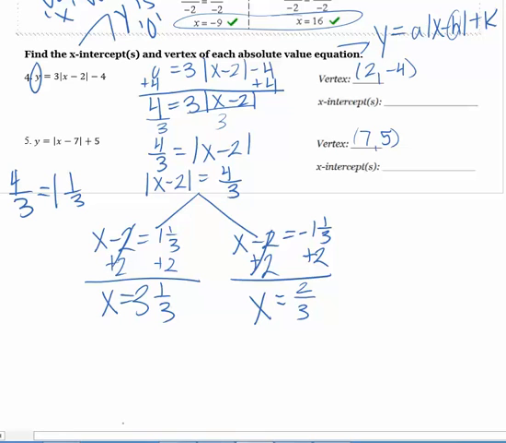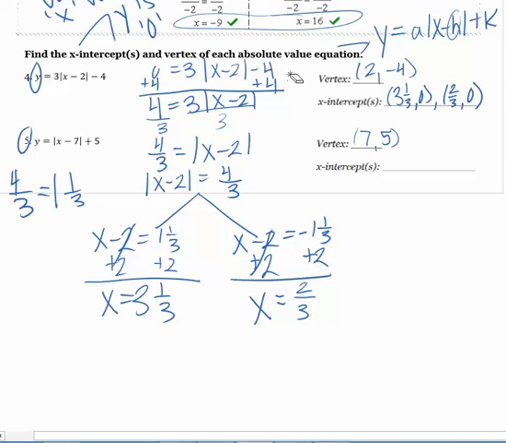So here's our two x-intercepts. We'll express them as ordered pairs. So we have 3 1/3 comma 0, and then 2/3 comma 0. So that's our process of finding the x-intercept of an absolute value function algebraically. Alright, we're going to do the same thing for number 5.